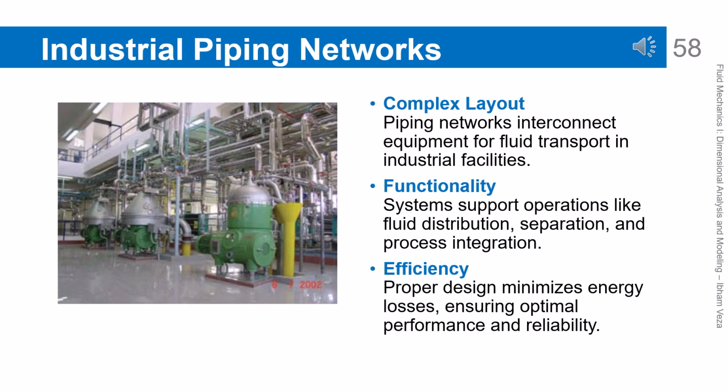Industrial piping networks. Industrial piping networks connect various equipment to transport fluids within process facilities. These systems support functions such as fluid distribution, separation, and process integration. The complex layout makes flow analysis and energy loss evaluation very important. Good design minimizes head loss and improves operational reliability. System efficiency strongly depends on pipe diameters, fittings, and network layout.